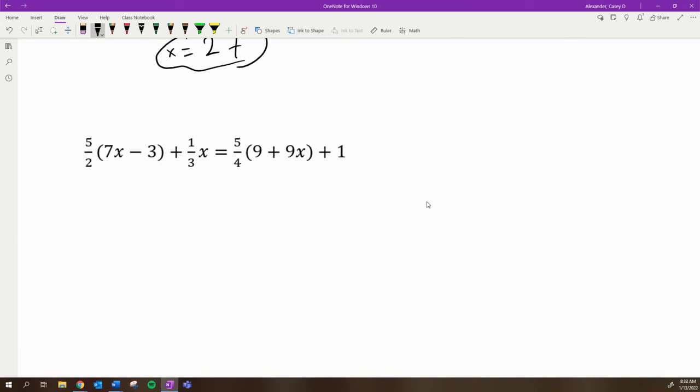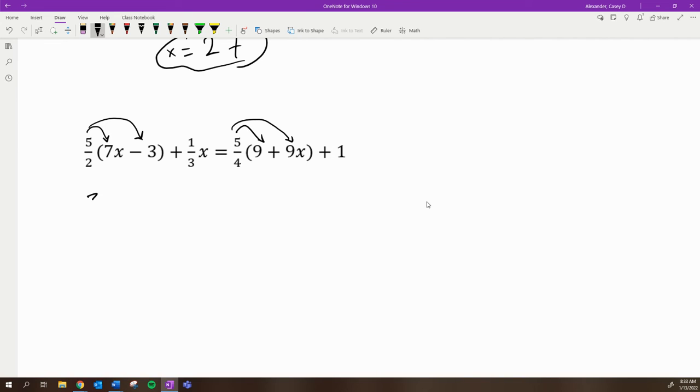But I'm going to give you a hint on an easy way, or not easy, but a better way to solve this. But I think the first thing that I'm going to do is I'm going to distribute this 5 halves, and I'm going to distribute this 5 quarters, just to get rid of the parentheses. It might make this a little bit easier to understand. It might not. I don't know.